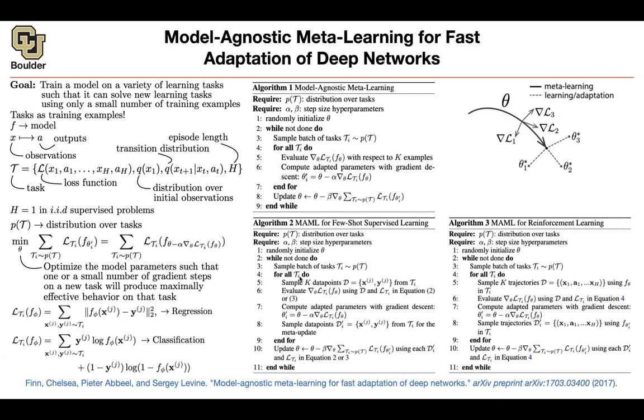Yes. Okay. So the inner loop corresponds to anticipating what's going to happen if you do gradient descent for that particular task. And then the outer loop is for you to actually update the parameters using the meta objective function. Makes sense. Thanks.